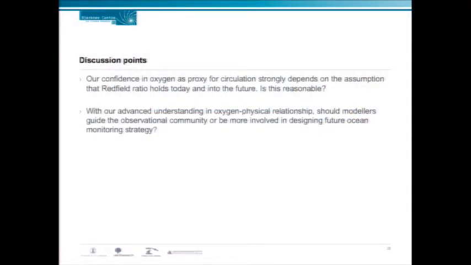One is, I think our confidence in oxygen as a proxy for circulation strongly depends on these assumptions of the Redfield ratio world. The question is whether this is supposed to be true, whether it will hold today and continue to hold into the future. Secondly, we have also advanced considerably in terms of modeling and understanding of the relationship between oceans, oxygen, and circulation. It's time for us modelers to be more involved in the observational community, providing more guidance and information in guiding future monitoring strategy.